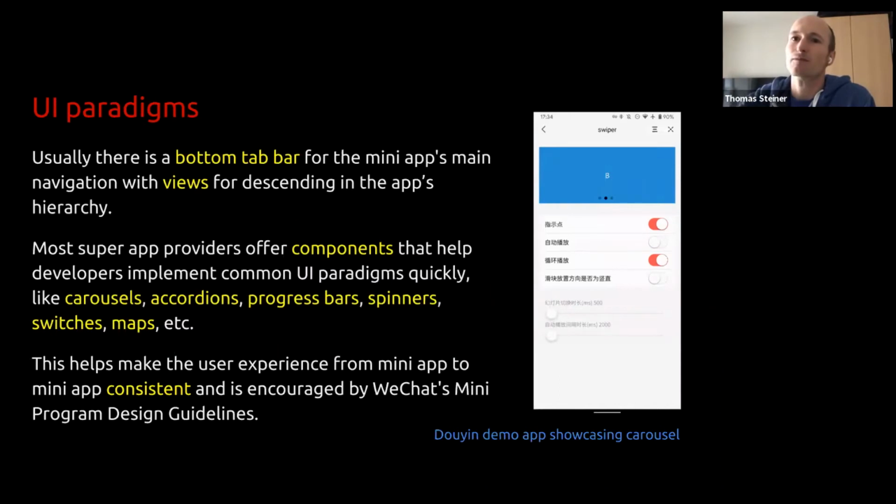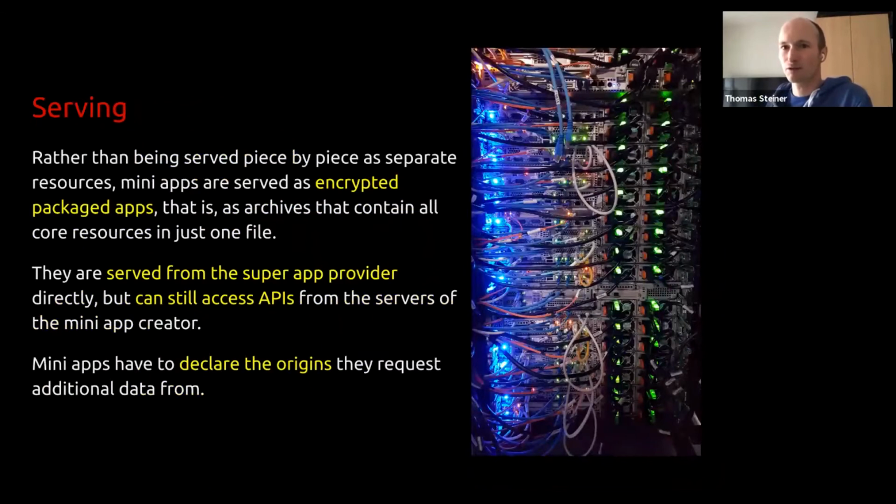For serving, where do mini apps get served from? That's very interesting. As a separate set of resources, mini apps are served as an encrypted packaged app. That is, an archive that contains all the core resources in just one file. And they're also served from the super app provider directly and not the host origin, but they can of course still access APIs from the mini app developer if the developer chooses to. But in order to do so, many apps have to declare the list of origins that they want to request. So there's no just random asking for whatever example.com within the app. Many apps need to declare beforehand that they want to access example.com before they can do that.